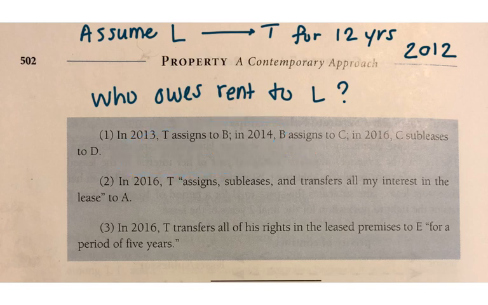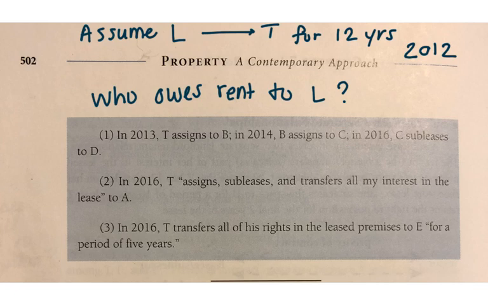In 2016, T assigns, subleases, and transfers all of my interest in the lease to A. Who owes rent to L? If we apply the objective test here, then this transfer is an assignment because T transferred all of his interest to A. So T is liable to L under privity of contract, and A is liable to L under privity of estate. It might help you to diagram this one out as well.